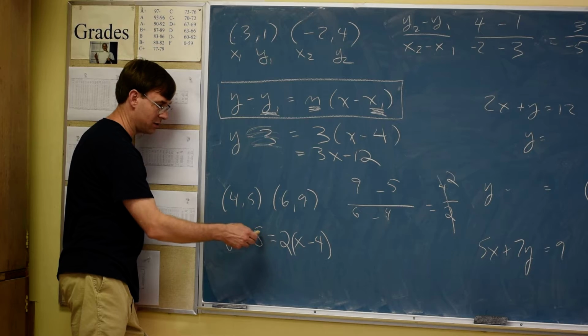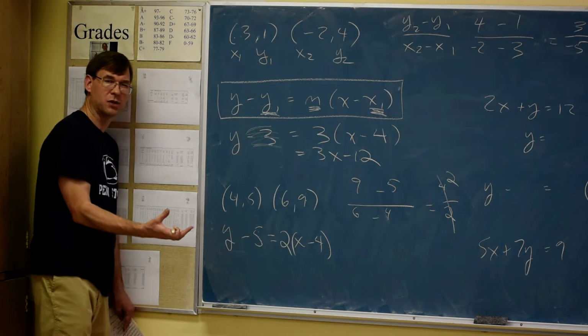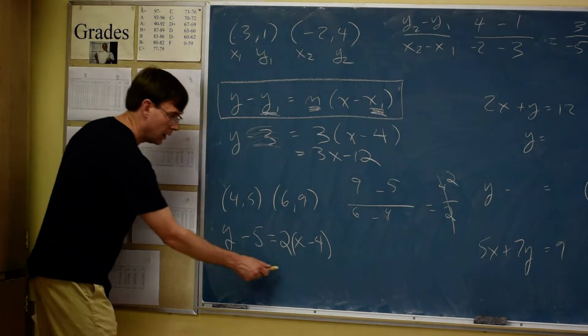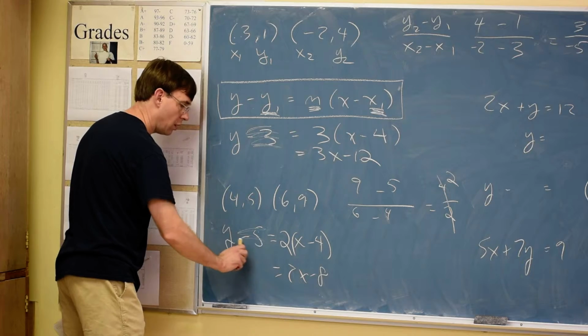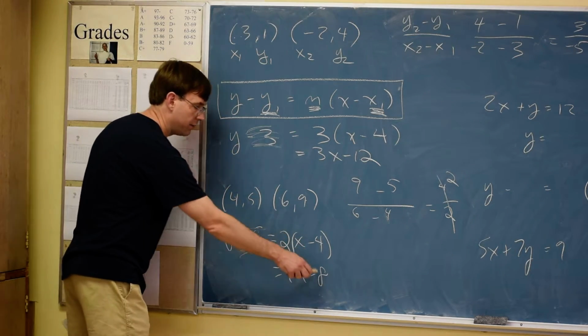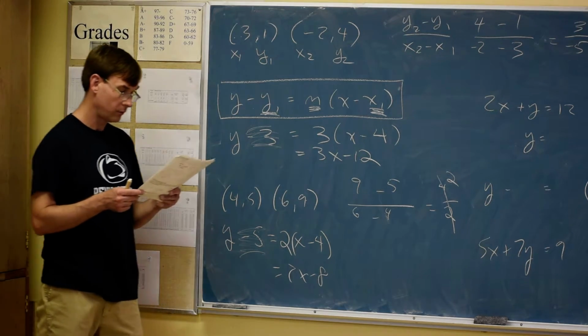Instead, if you wanted to use the 9 and the 6 from these, you could, but those numbers are bigger, so I don't want to. Again, distribute to get 2x minus 8, but do an opposite to get the y alone. If you add 5, the negative 8 will be a negative 3.